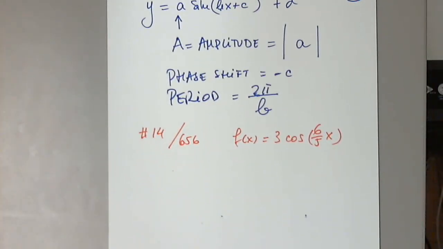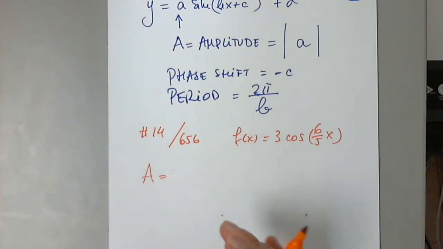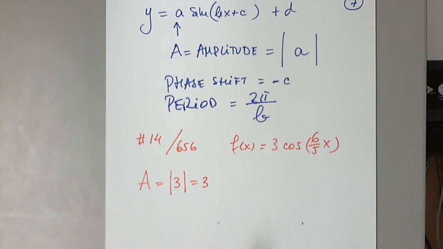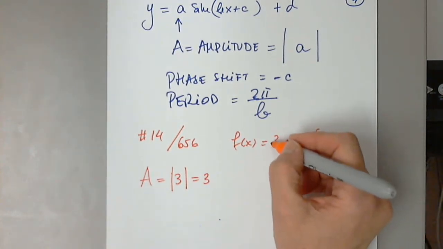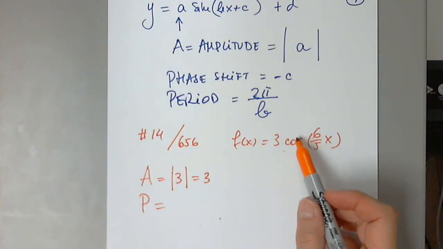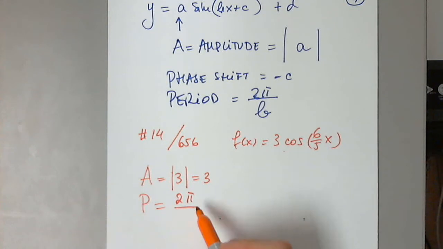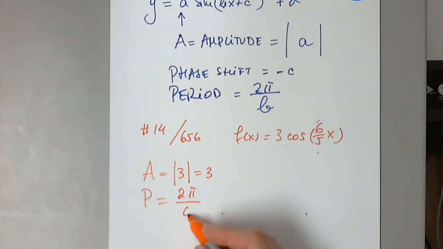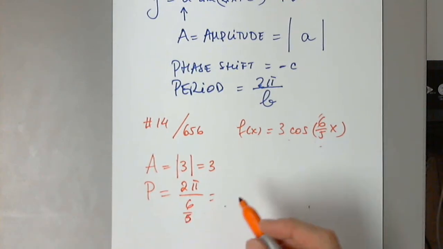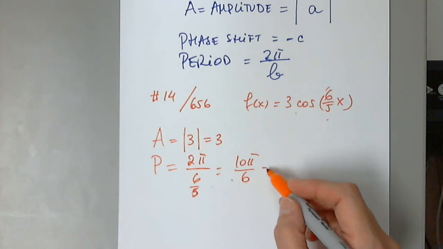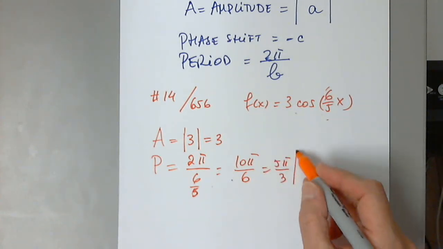So first of all, let's identify the amplitude. What is the amplitude of this function? It is the absolute value of 3, which is 3, because you may have a negative, so you still have to put in the absolute value. What about the period? We are talking about cosine, so the period will be 2 pi divided by the number that multiplies x, which is 6/5, which will be 10 pi divided by 6. I will simplify by 2, and I get 5 pi divided by 3.